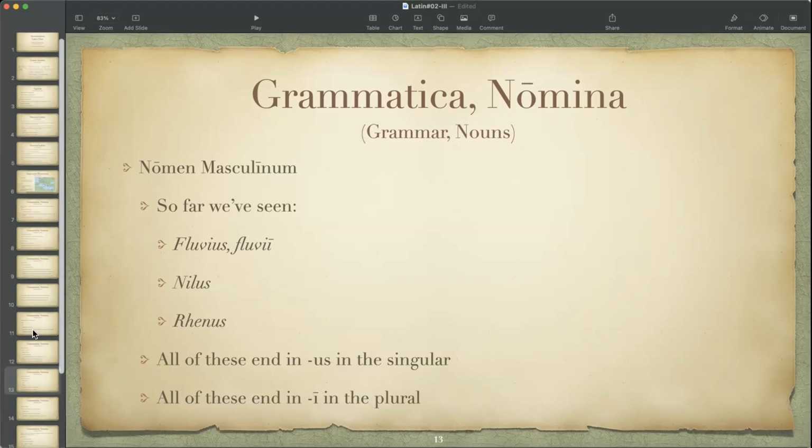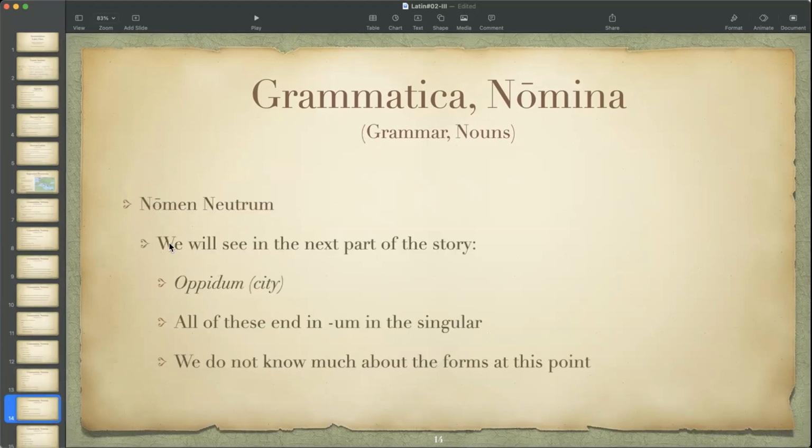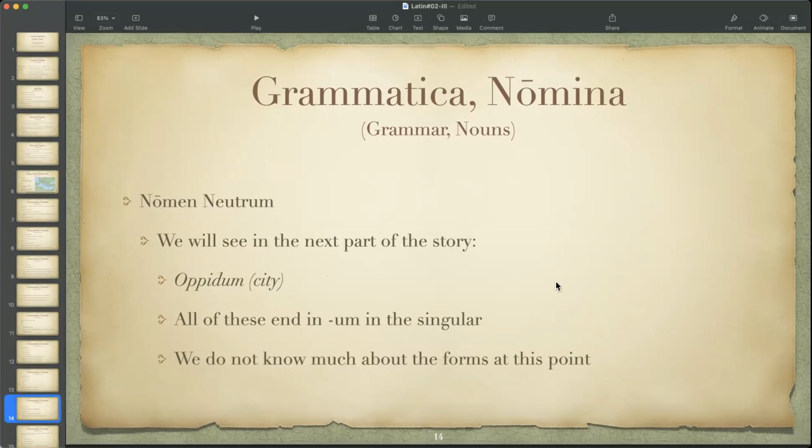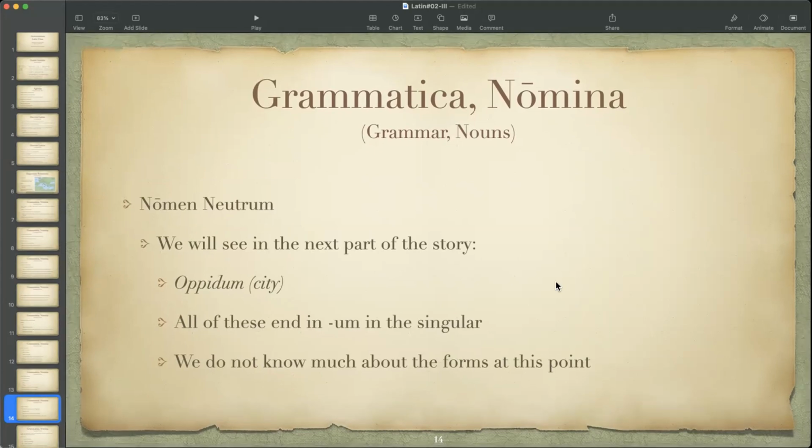And lastly, nomen neutrum, oppidum, city. And all of those end in UM in the singular. And that's about all we know about them so far. Later on, as you read on, we'll pick some up. And probably at the end of this chapter, or maybe the next chapter, I'll have to see where it makes sense, we'll put together a table of these endings.